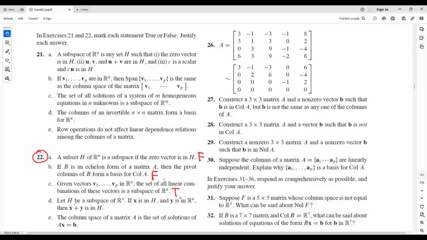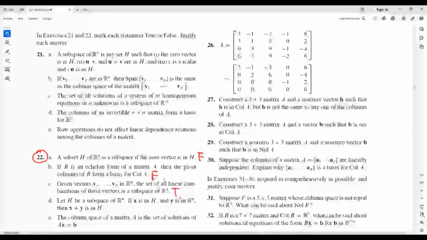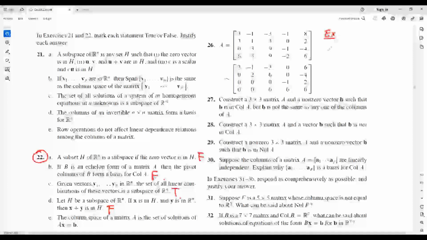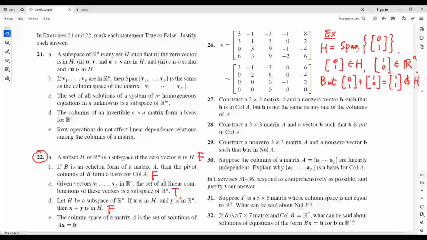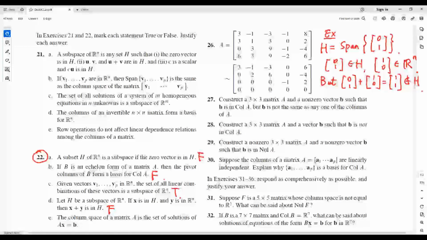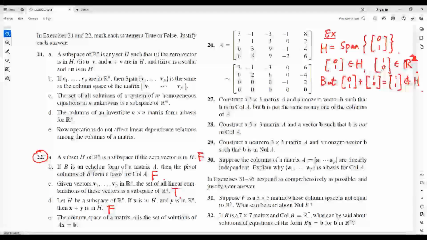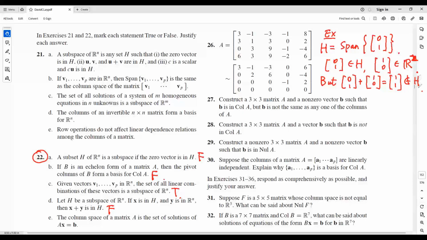D. Let H be a subspace of Rn. If x is in H and y is in Rn, then x plus y is in H. False. For example, H is generated by the vector 0, 1. Then 0, 1 is in H and 1, 0 is in R2. But the sum of these two vectors equals 1, 1, which is not in H.